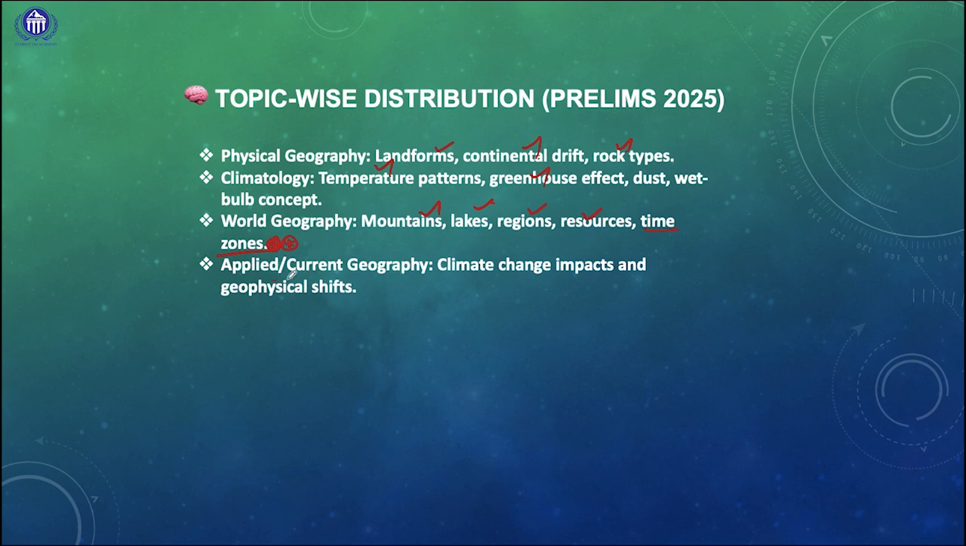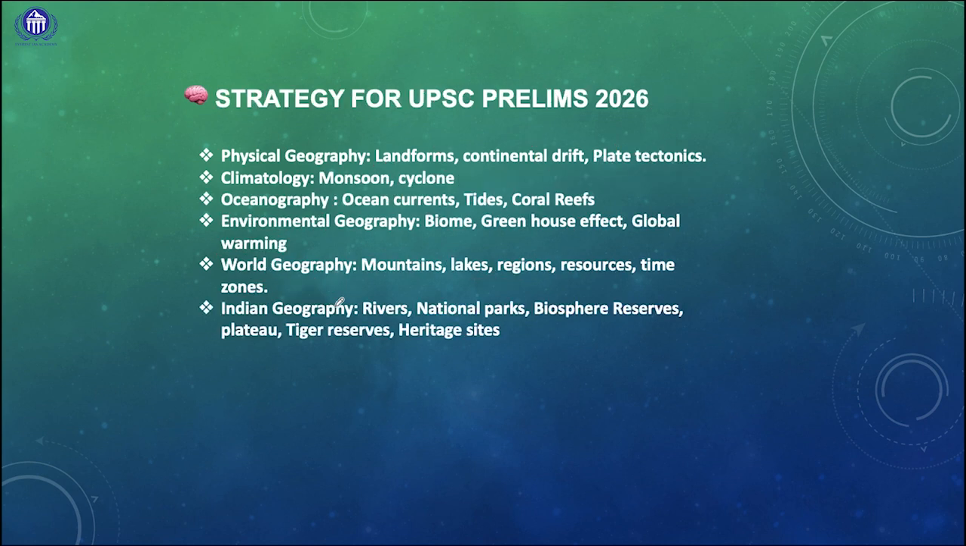Applied and current geography is a recent trend, where they are asking about climate change impacts, and geophysical shifts, especially on the Earth's rotation axis. Those are the two questions which have been asked, which you can answer using common sense and a good hold of geographical concept clarity. Now, what is the strategy? You can use it for the coming UPSC Prelims 2026, students. This is going to be crucial.